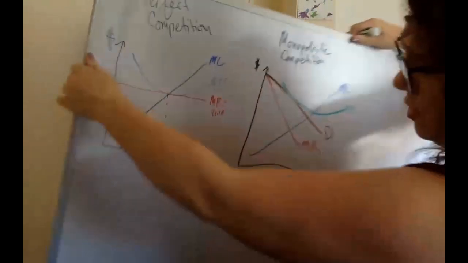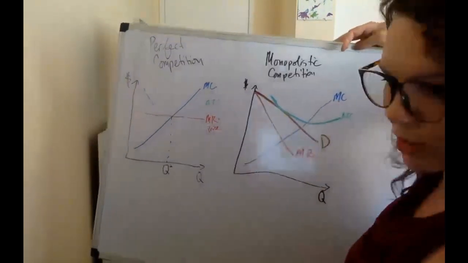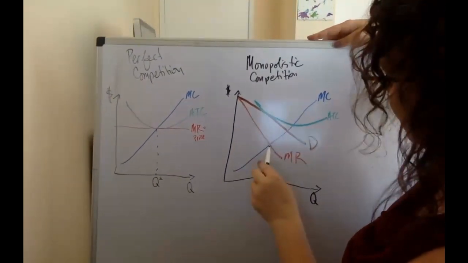All right. So, what we would see here is the firm is still going to produce at marginal revenue equal to marginal cost.